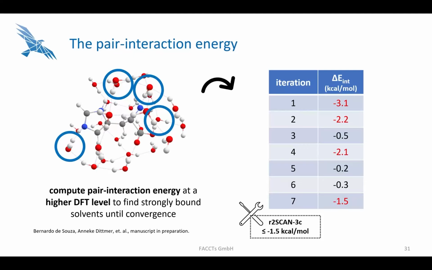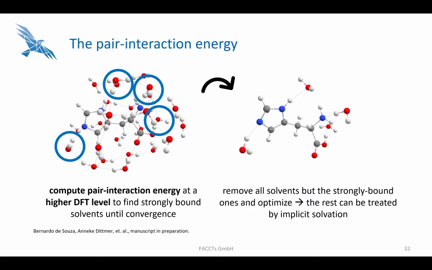So we then calculated the pair interaction energy between the water molecules and the histidine on the r2SCAN-3c level. We defined all water molecules with an interaction energy of minus 1.5 kilocalories per mole or lower as strongly bound. With that, we end up with 4 water molecules that interact mostly with the polar sides of the histidine molecule, as expected. After then optimizing the structure on the DFT level and treating the rest of the solvation effects with implicit solvation, we end up with this really efficient explicit-implicit solvation model.